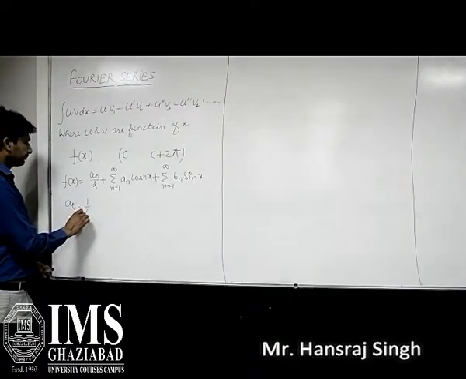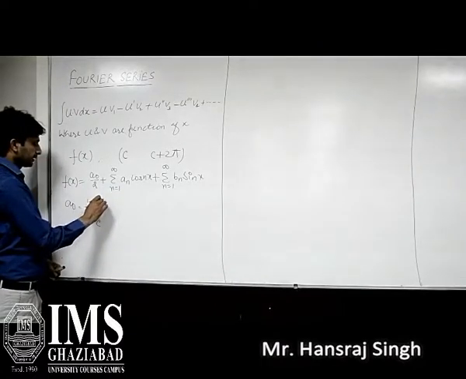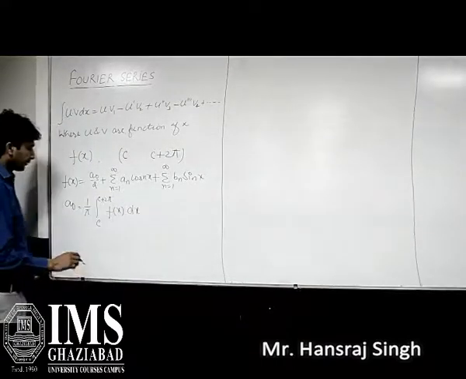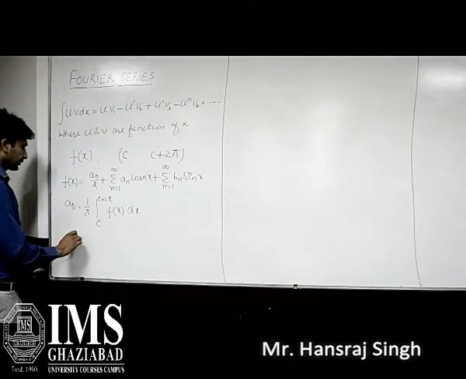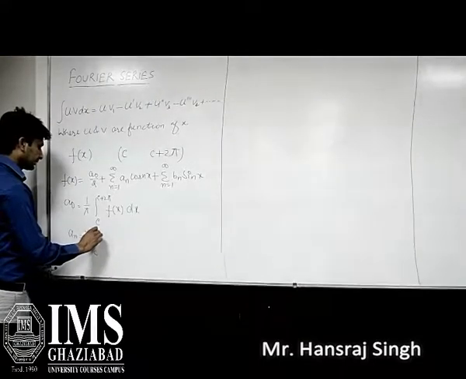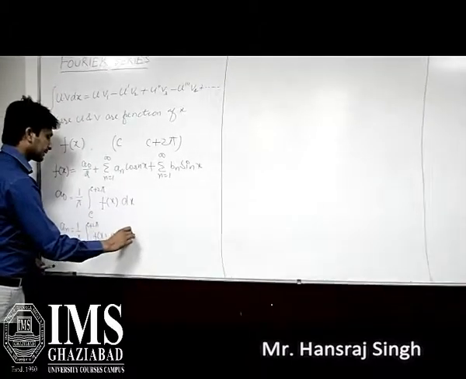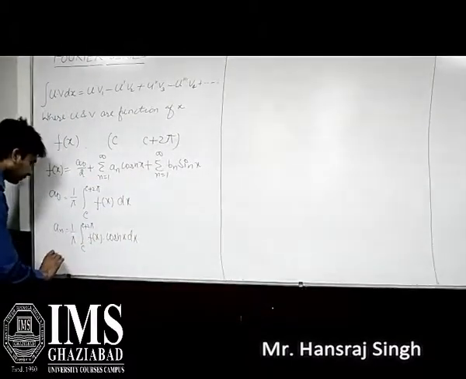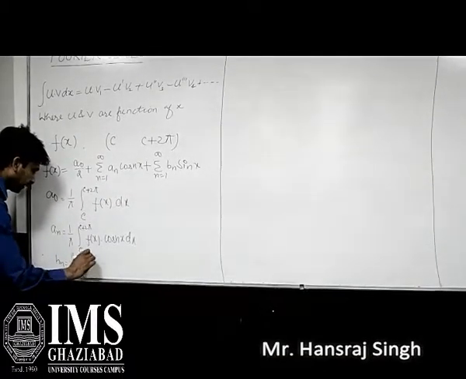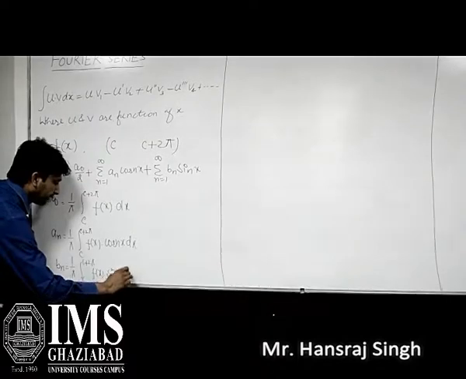Here a naught is simply 1 upon pi, over the given range of interval, c to c plus 2 pi, of the given function f(x) dx. Then a n is equal to 1 upon pi, over the same range of interval, c to c plus 2 pi, f(x) into cos nx dx. And the last Euler constant is b n, which is evaluated by 1 upon pi, limit c to c plus 2 pi, f(x) into sin nx dx.